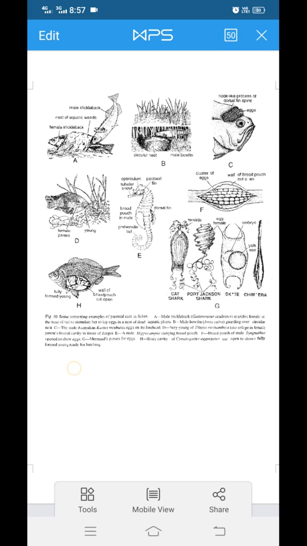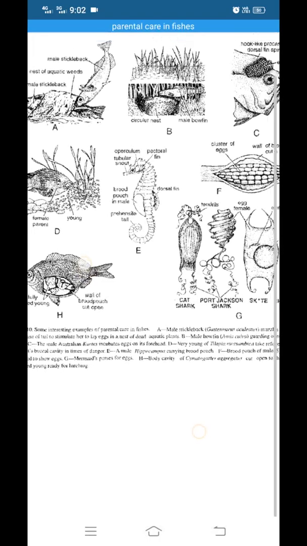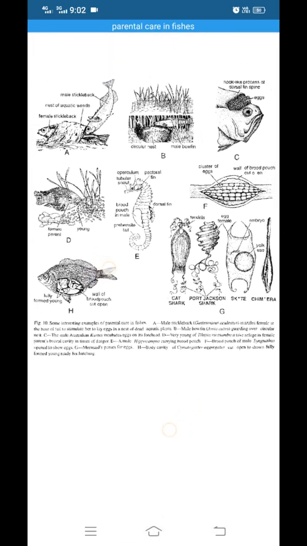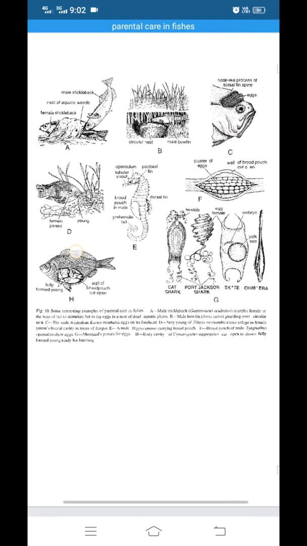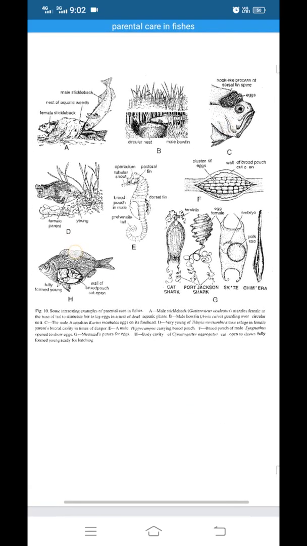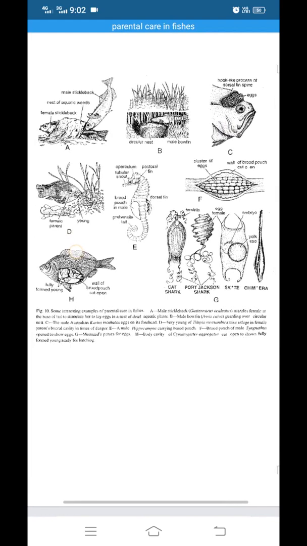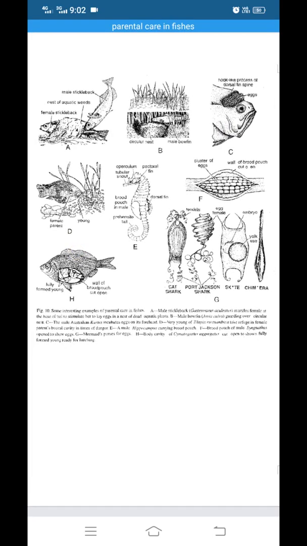However, there are some notable exceptions and examples where we see parental care, and mostly this kind of parental care is shown by the male parent in fishes. In this diagram, you can see different kinds of parental care shown by different kinds of fishes. Starting with nest building, several fishes show parental care with the help of a nest. That is, they build the nest for their eggs.